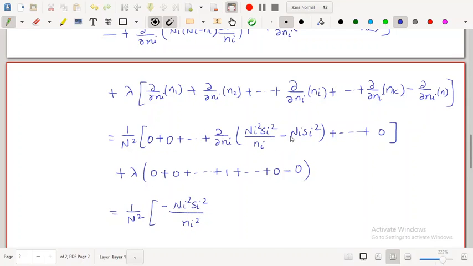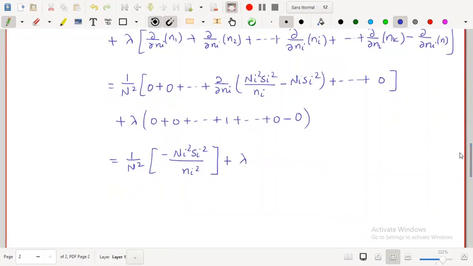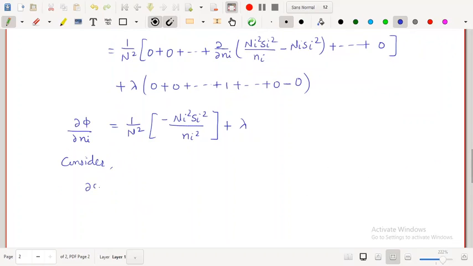And if we apply this derivative here, then this will become 0 because there is no ni. So the first term will be like this, and the second term will be plus, here it is 1, means here it is lambda. So this is dou phi by dou ni. So consider dou phi by dou ni equal to 0, because we have to equate this equal to 0, and we have to find the value of ni from this equation.